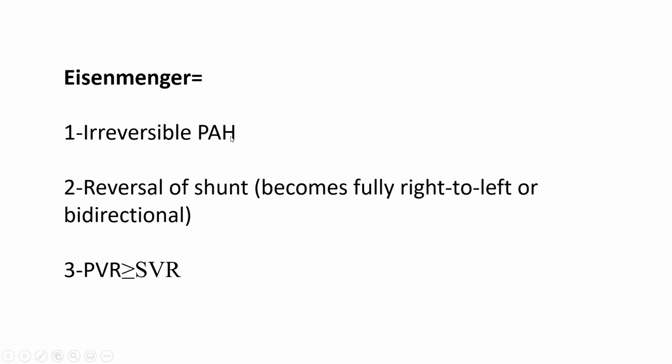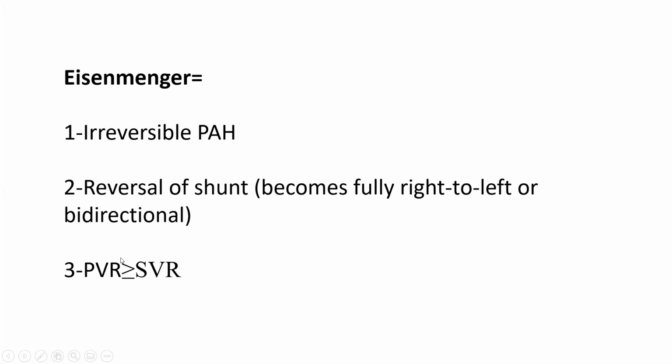Now, not all irreversible PAH are Eisenmenger. Eisenmenger needs more. It's the ultimate irreversible PAH that results from a shunt. So it's irreversible PAH plus reversal of the shunt, which becomes fully right to left or at least bidirectional. And the third condition, the important one people don't realize, PVR should become at least equal or larger than SVR. Along those lines, PA pressure is equal or larger than systemic pressure. But PVR equal or larger than SVR is the more important one.